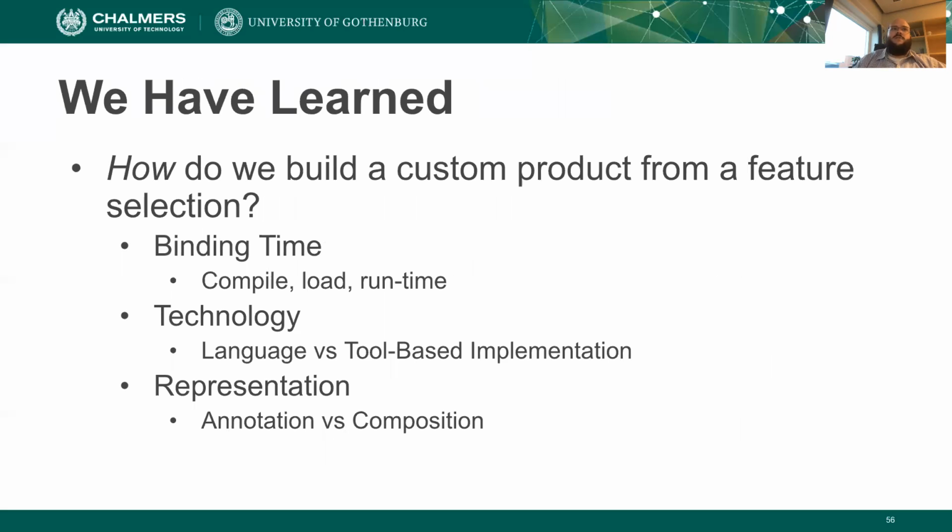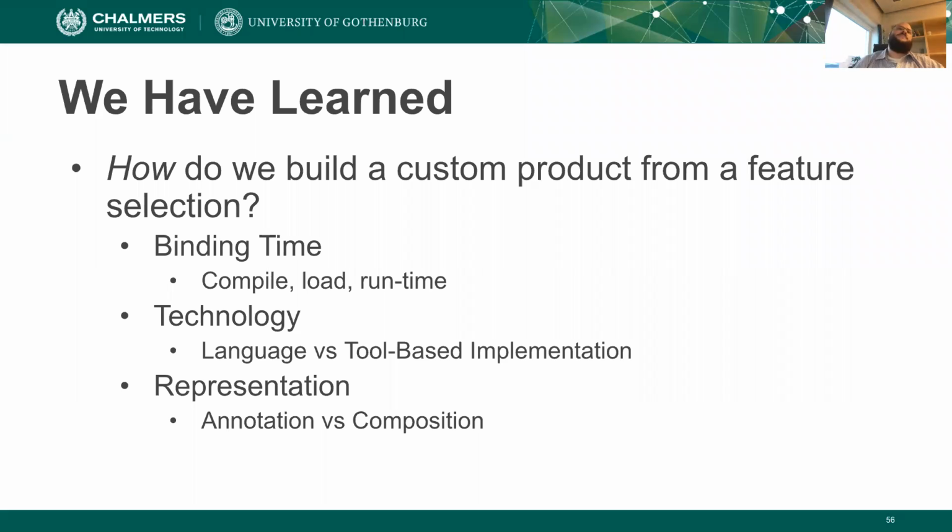So how we build a custom product from a feature selection is something that we look at across these 3 dimensions. The compile time: when you make decisions, do you make them when you compile, when you run the program, or can you freely reconfigure the program at runtime? Do you use language mechanisms to implement this, or do you use tools external to the code? And do you use a composition-based approach where features are contained in independent pieces of code, or do you use an approach where you simply make notes within the code saying this code belongs to this particular feature?